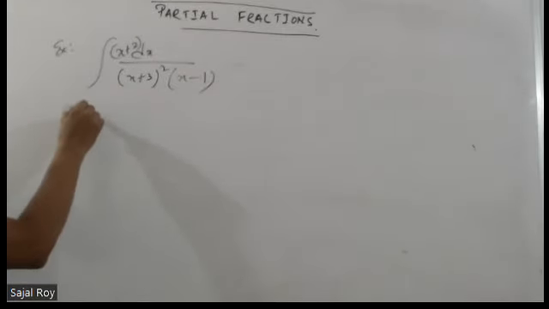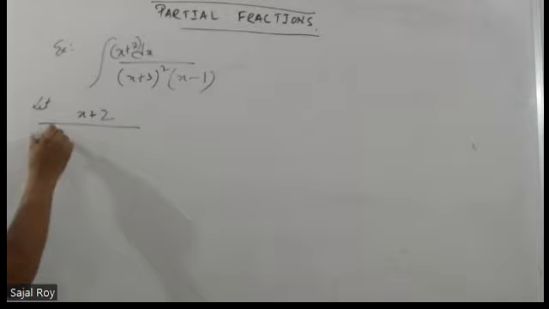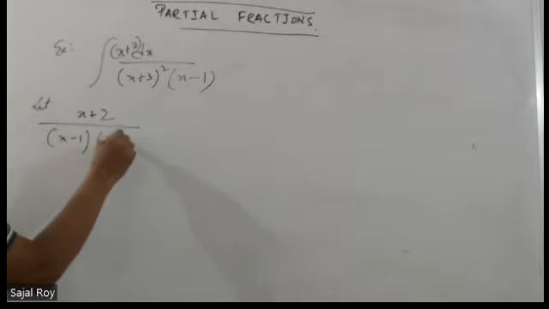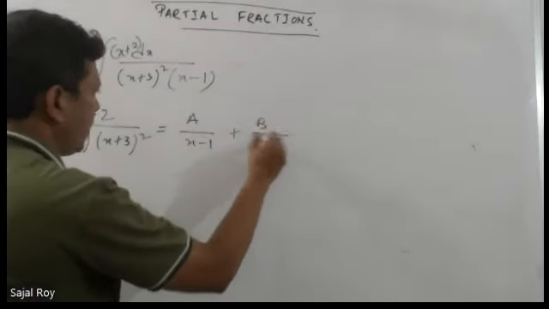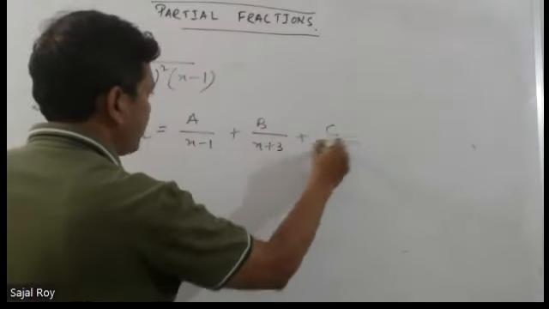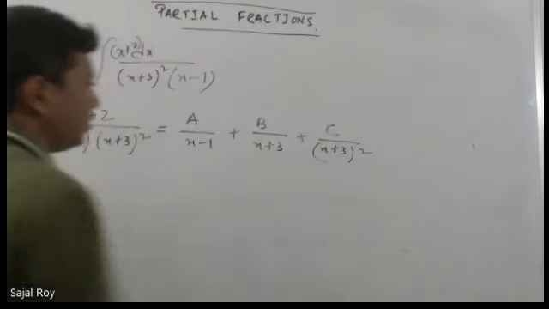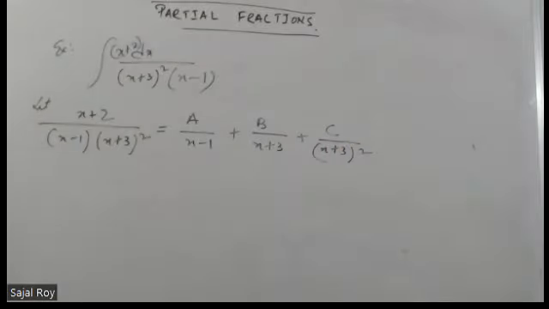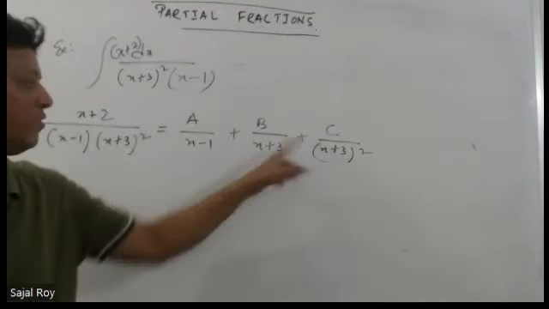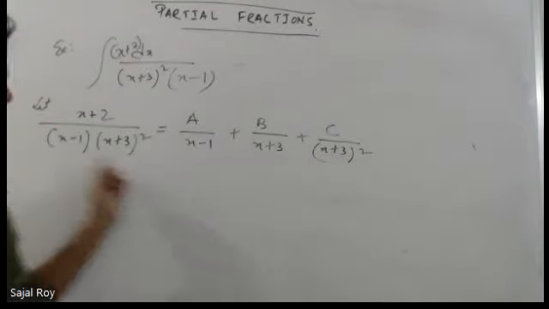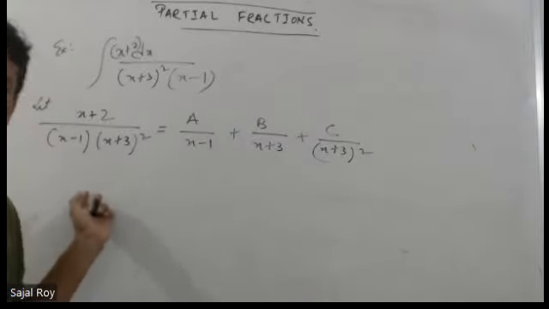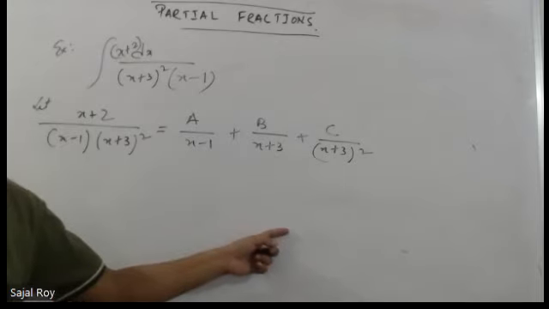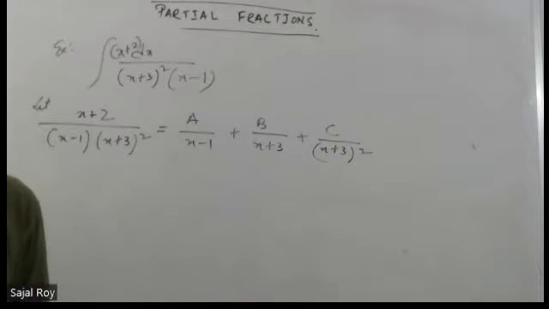So x plus 2 over x minus 1 into x plus 3 whole square is a by x minus 1 plus b by x plus 3 plus c by x plus 3 whole square. So if there is a repetition, I will repeat like this and do the same process by comparing coefficients or by substitution. You can get the values by arbitrary substitution. You can get the values.